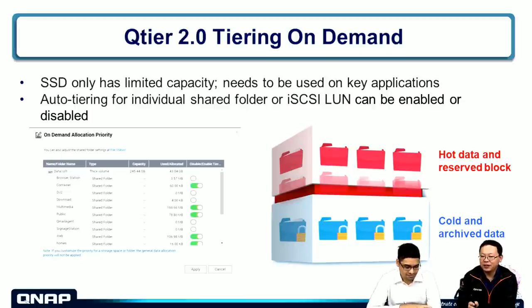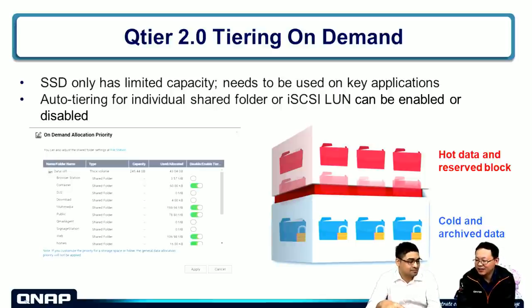So in QTier 2.0, the new design is called tiering on demand. That means the user can enable or disable the auto tiering function based on shared folder. So you can just enable auto tiering on the important shared folders. For example, if I have a shared folder that stores my work files, I can enable QTier 2.0 on that. And for a folder where I store photos from my trip, that part doesn't need to be accelerated. That can be kept on the traditional hard drives.